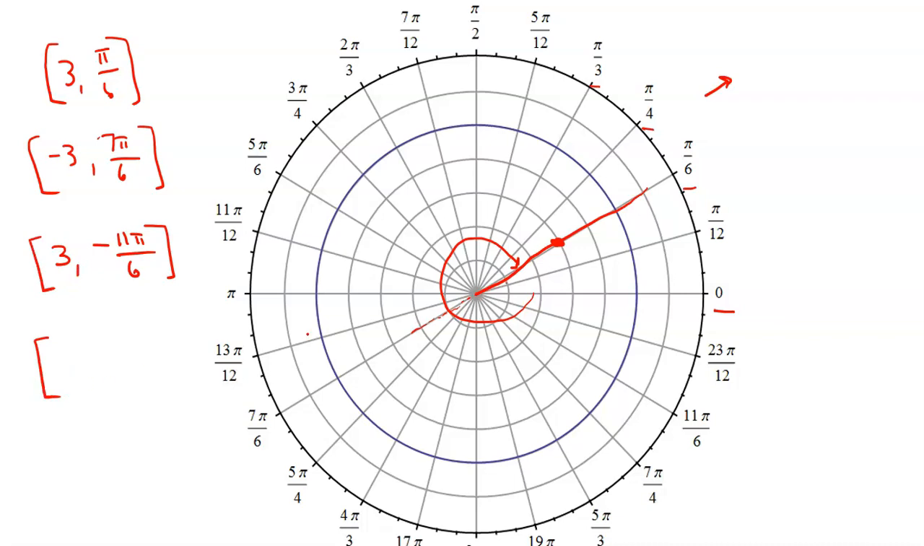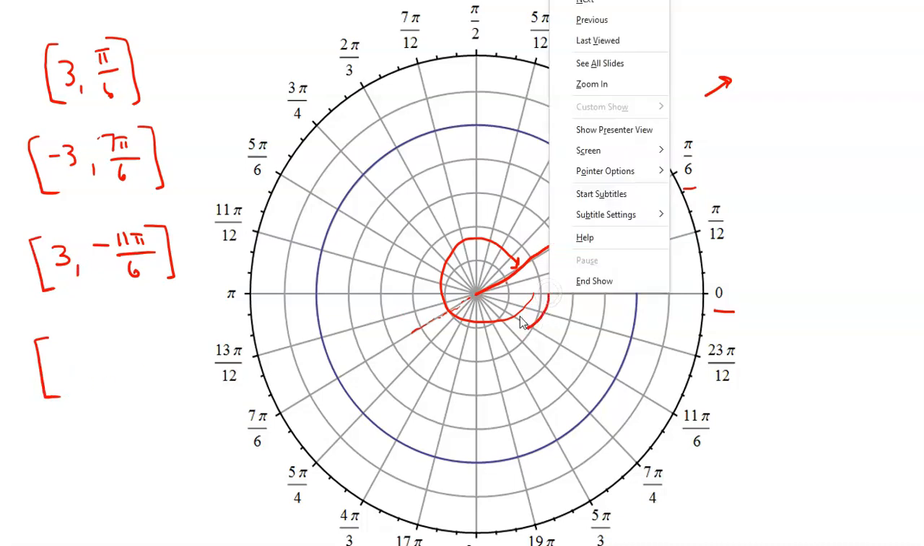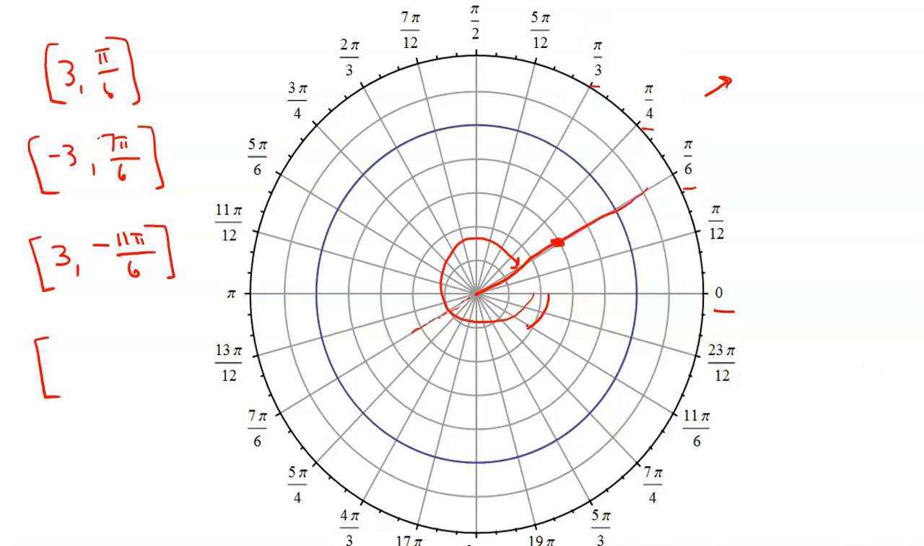And then the other option is that I decided to start at 0 and walk backwards until I got here, which is how many pi over 6s? 3, 4, 5 pi over 6, so negative 5 pi over 6. When I do that, forward would be considered in that direction, but that's not where the point is. The point is up here. So how do I get back there?